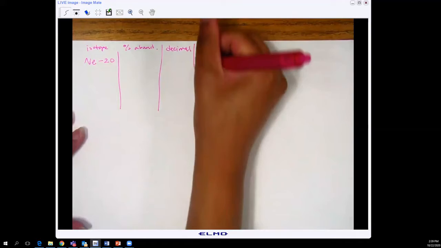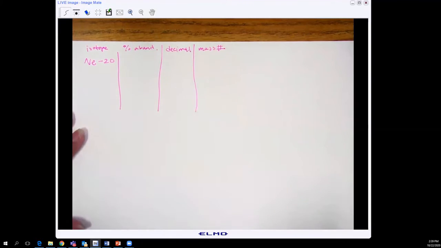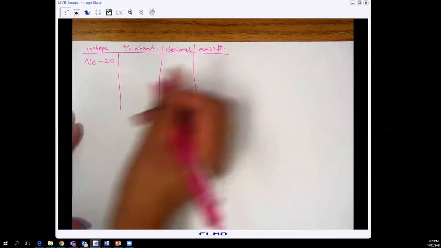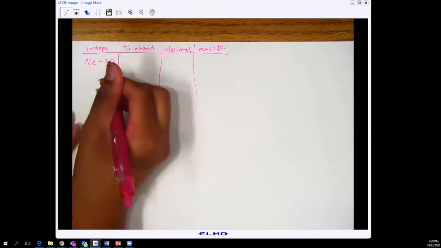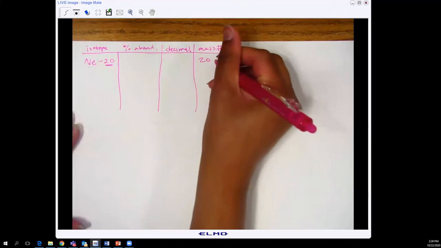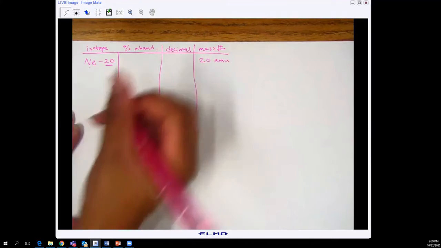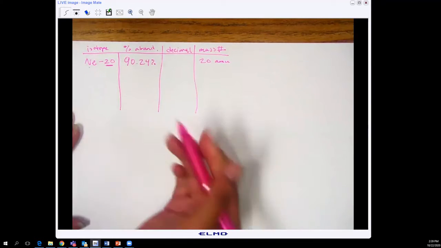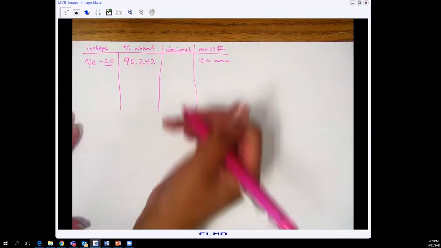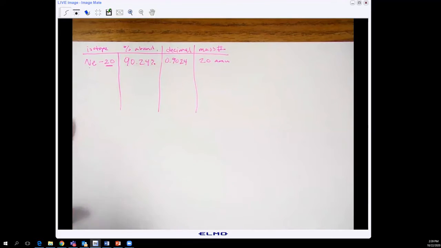And I also need the mass number for that isotope. If you recall, the mass number is just the number in front of the name in our isotope notation. So we've got neon and that 20, so our mass number has to be 20, and we're going to include our units of AMU. They tell us the percent abundance is 90.24%. If we do a little quick math, we send our decimal to the left, like Beyonce, and it's going to be 0.9024, our decimal.